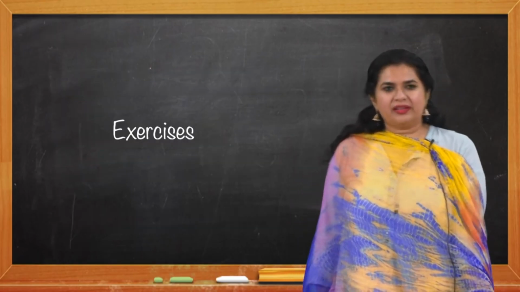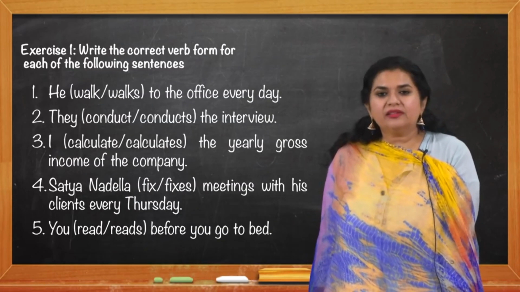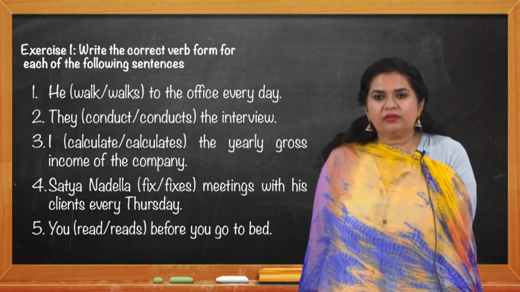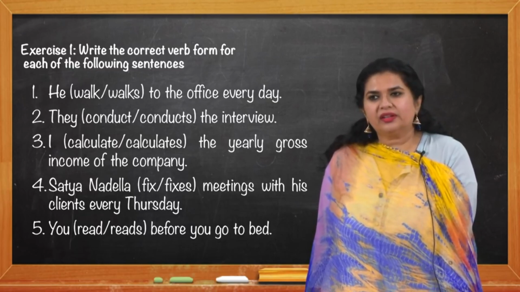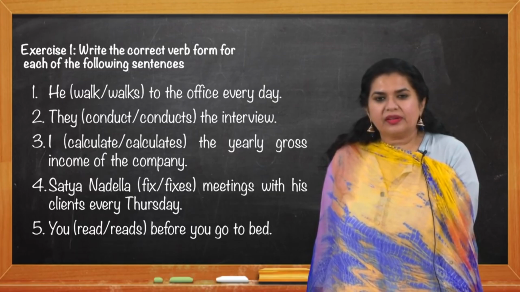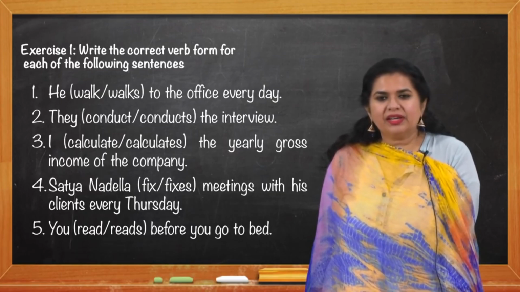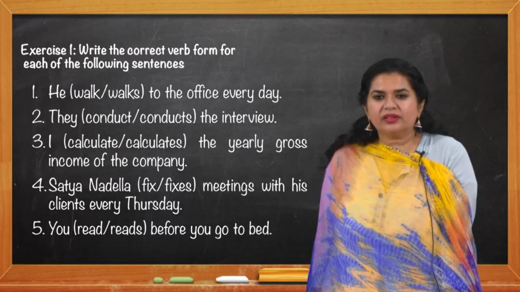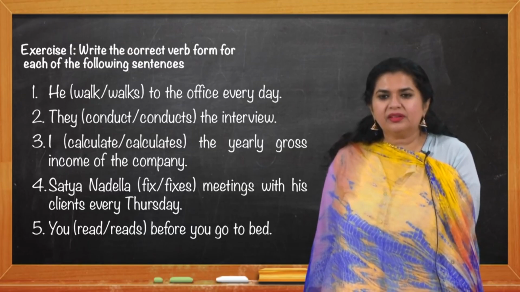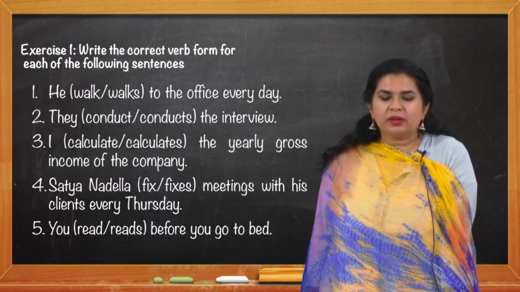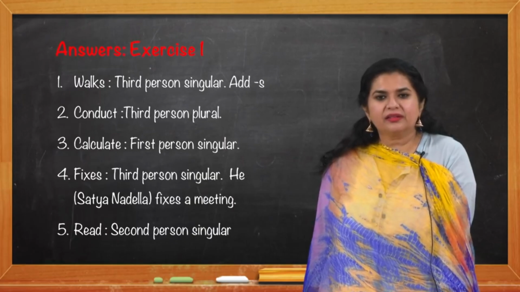Let us do some exercises now. Exercise one: write the correct verb form for each of the following sentences. First, he walks to the office every day. Second, they conducts the interview. Third, I calculates the yearly gross income of the company. Four, Satya Nadella fixes meetings with his clients every Thursday. Number five, you reads before you go to bed.